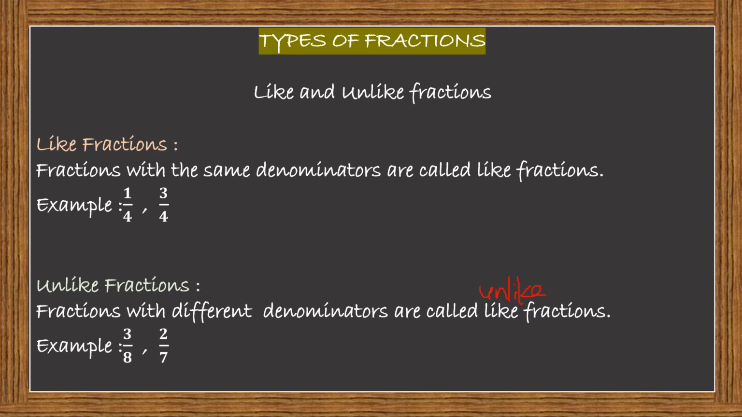So examples of these fractions are 3 upon 8 and 7 upon 8. Here 8 is a different denominator, 7 is a different denominator. So such types of fractions are called unlike fractions.